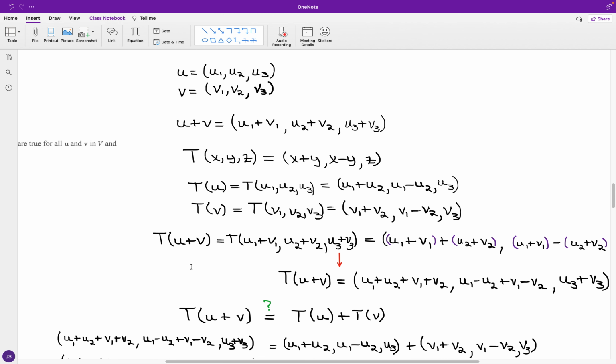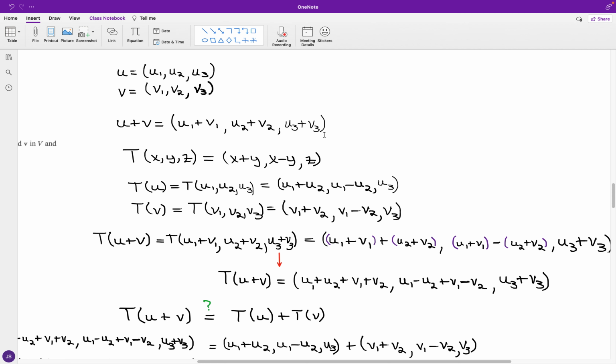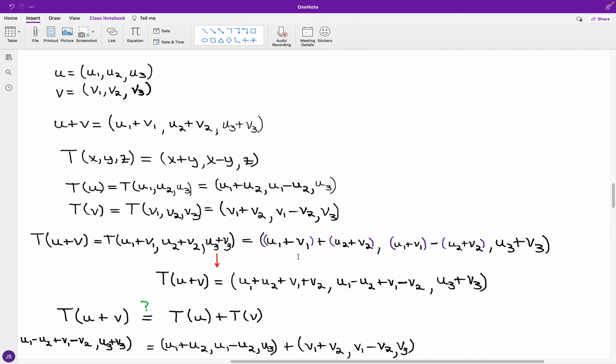And now for the transformation of u plus v. Again, we have u plus v, this set of vectors carrying over to what we have here. So we have the transformation of u sub 1 plus v sub 1, u sub 2 plus v sub 2, u sub 3 plus v sub 3. In this particular case, you could think of x as being represented by u sub 1 plus v sub 1, y by u sub 2 plus v sub 2, and z by u sub 3 plus v sub 3. And for x plus y, you're adding the first two sets of vectors together.